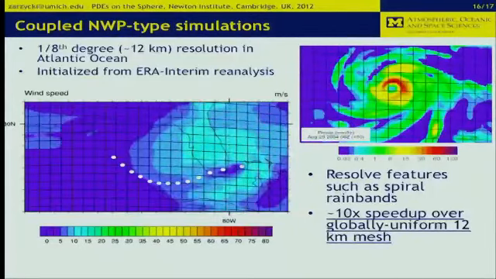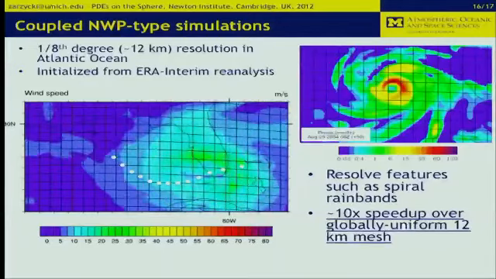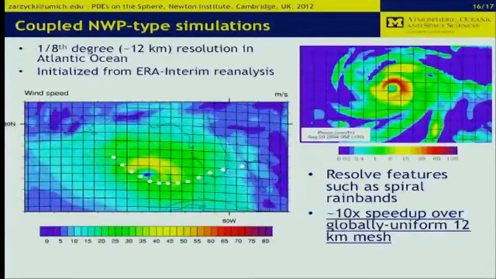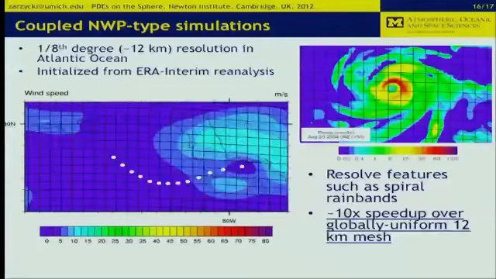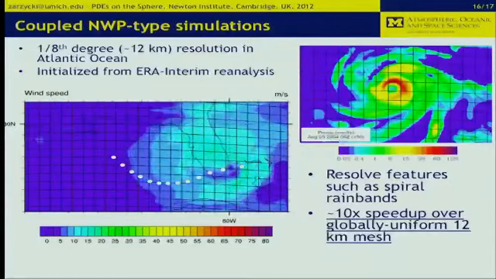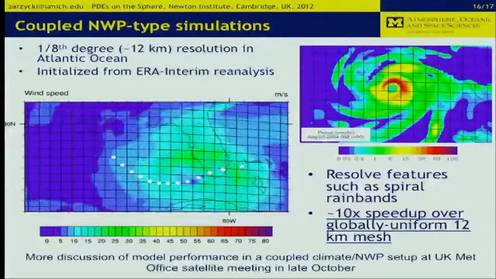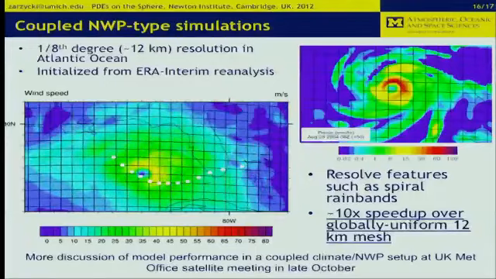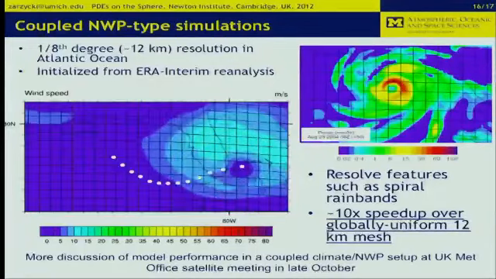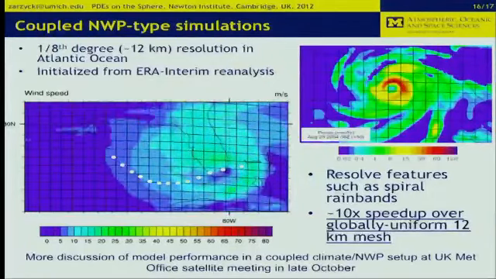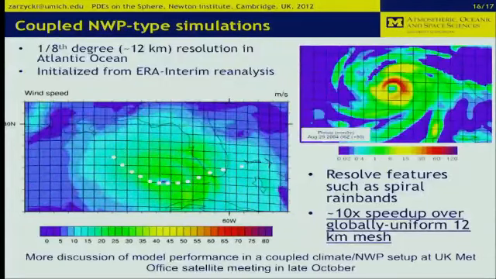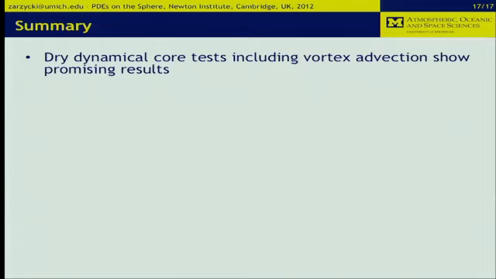And then so far, using that grid, we've gotten about a 10 times speed up over a globally uniform 12-kilometer mesh. And this is on about 500 cores. So we haven't really pushed it much further than that. If someone wants to give me the computation time, you're more than welcome. And this is something that I'd like to talk about in more detail at the satellite meeting in a couple weeks at the UK Met Office. So people who will be going there, I'll be talking a little more about this, and I'd welcome any suggestions for simulations. So just a quick summary.